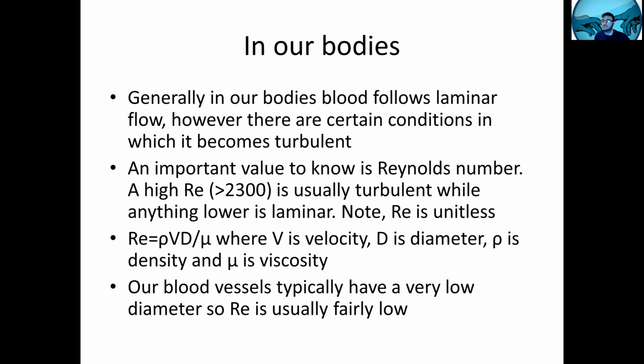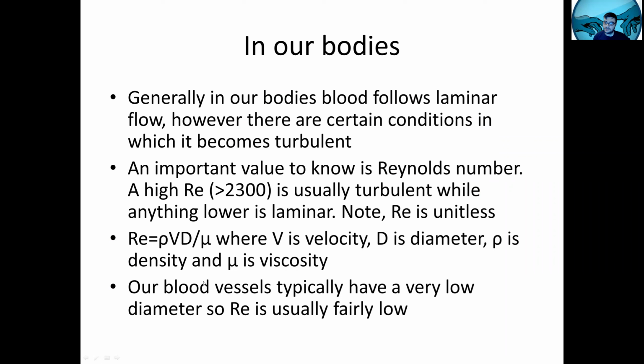Note that Reynolds number is unitless because all the units cancel out. And the equation for Reynolds number is Re equals rho V D over mu. V is velocity, D is diameter, rho is density. Don't get confused with the D's. One is density, the other is diameter. And mu is the viscosity of the liquid.